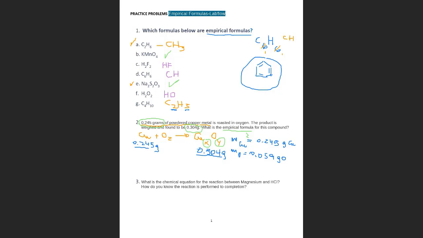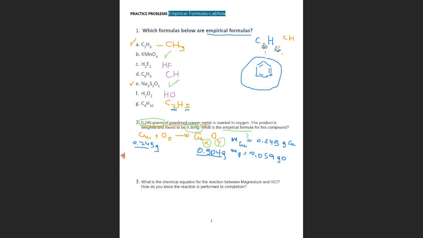So we have to convert the grams into moles in order to calculate these subscripts. So how do I convert the grams of copper into moles of copper? The number of moles of copper is very easy. You just divide by the atomic weight. How do you convert grams into moles? The only way to convert grams into moles is to divide by the atomic weight.